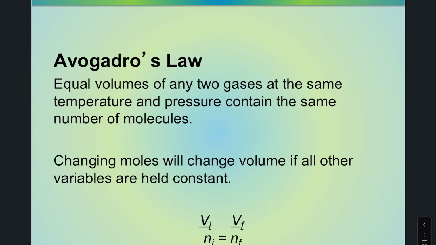And so what Avogadro's law says is that equal volumes of any two gases at the same temperature and pressure are going to contain the same amount of gas, the same number of moles. If we change the number of moles, we will then change the volume, if everything else is held constant. And so let's see what that looks like.